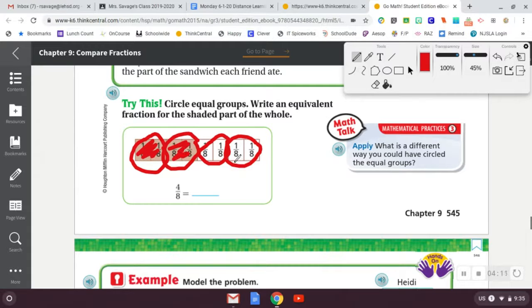Okay, the shaded part. I just did my own shading. Let's do a different denominator. Well, 1 group, 2 group, 3 group, 4 group. And how many of those groups are shaded? 1, 2. So we can also say that 4/8 is equivalent to 2/4. And some of you may see that these are all equivalent to 1/2 of that shape. All right, let's move on.